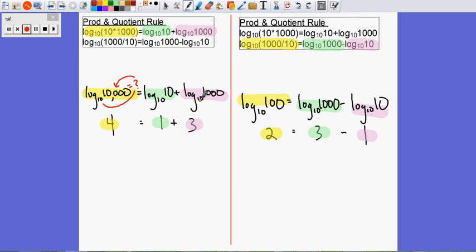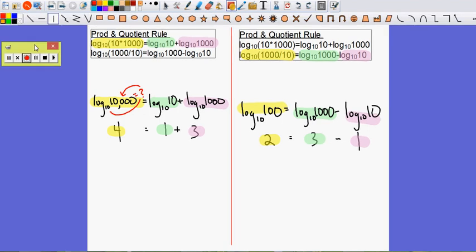Anywhere you see multiplication, you think plus. And anywhere you see division, you think minus. The reason is because we repeated it a bunch of times before break.